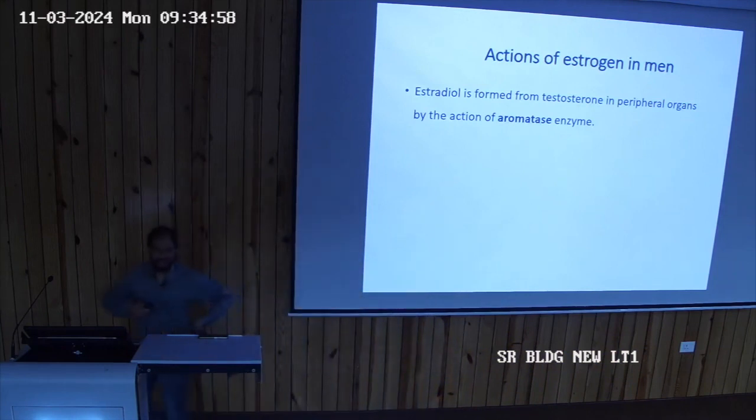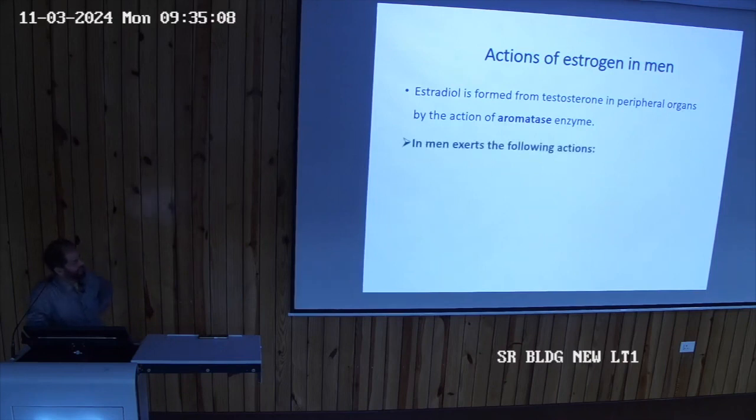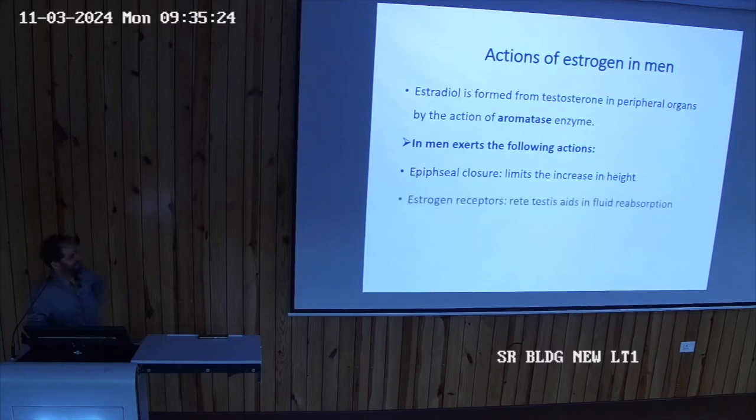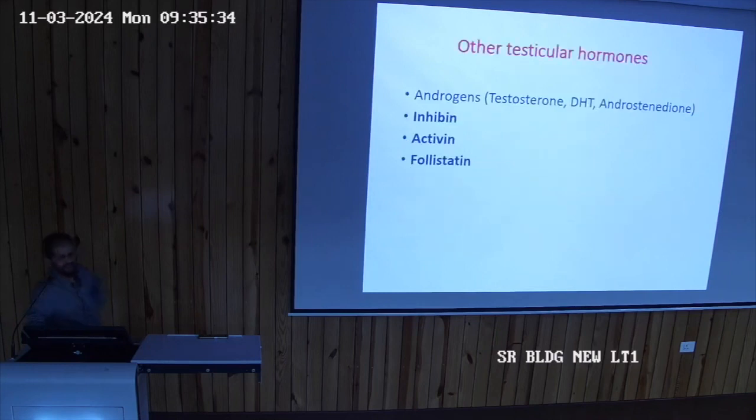And also it helps in the bone. What happens in the bone? It helps in bone growth, the height. Okay, epiphyseal closure, it helps in closing the epiphyseal plate. It is involved in that. So epiphyseal closure limits the increase in height. Then estrogen receptors are present in rete testis, in fluid. It causes the fluid reabsorption, and it also helps in negative feedback on gonadotropin release.